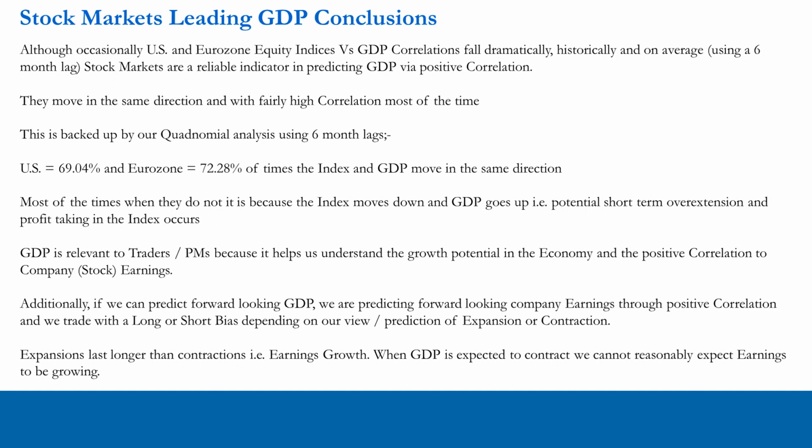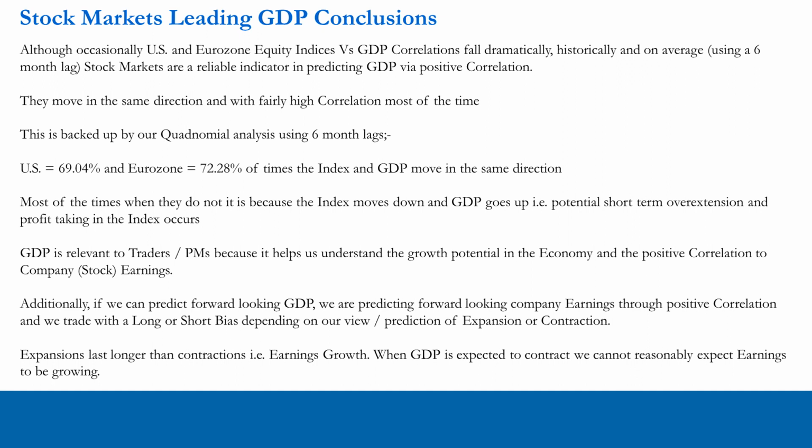Now, we know by looking at the data, expansions last longer than contractions. So what does that mean on a company level? It means earnings growth lasts longer than earnings contraction. Economic growth, GDP growth, lasts longer than GDP contraction. However, when GDP is expected to contract, obviously, we can't reasonably expect earnings to be growing.